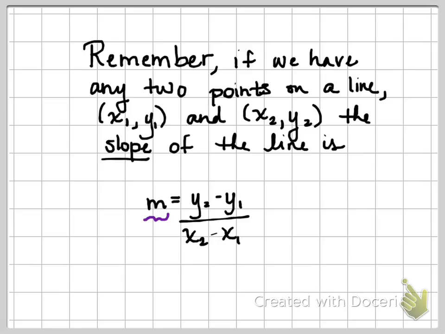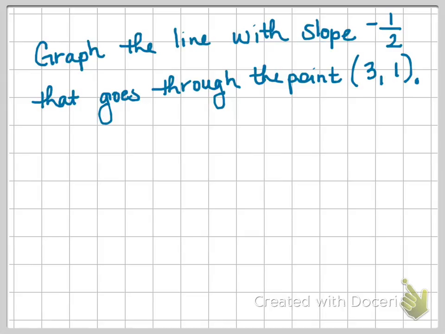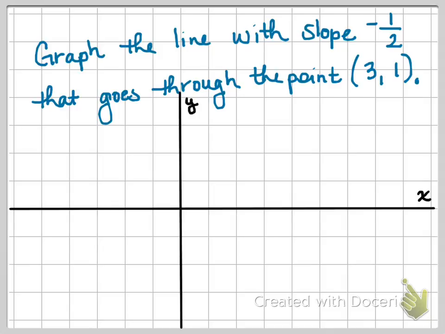So let's do an example. Let's graph the line with slope -1/2 that goes through the point 3, 1. After we graph this line, we're going to find an equation for this line. So if we want to graph it, we need some axes. And we know that this line goes through the point 3, 1, 3 being the x-coordinate and 1 being the y-coordinate. So we need to use the fact that the slope is -1/2.